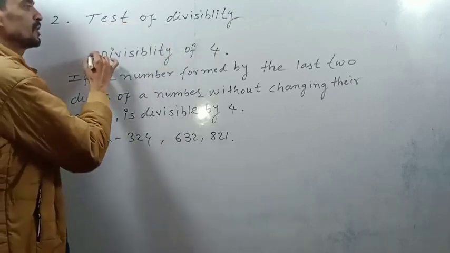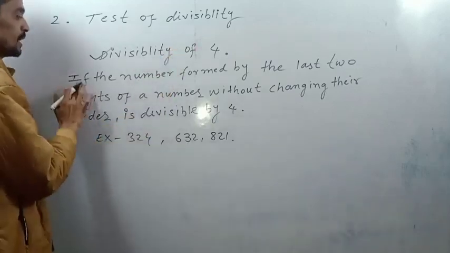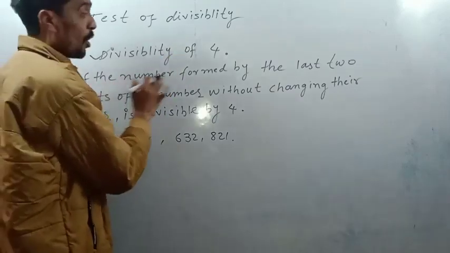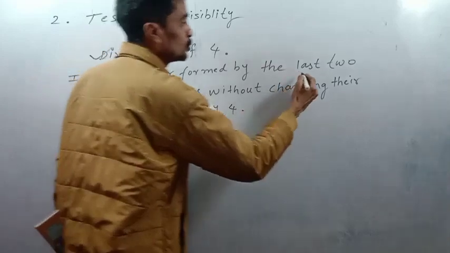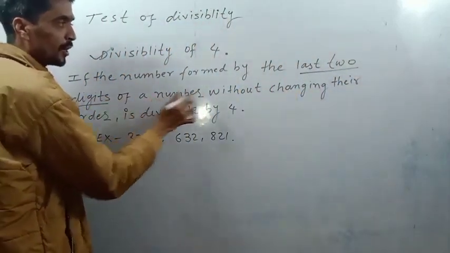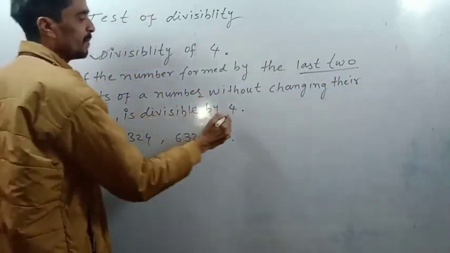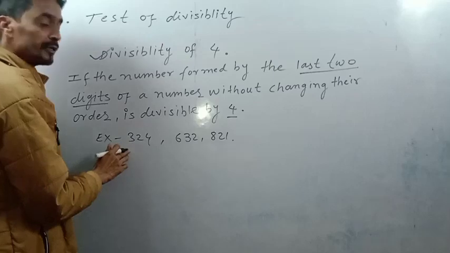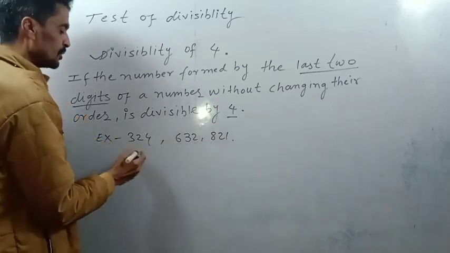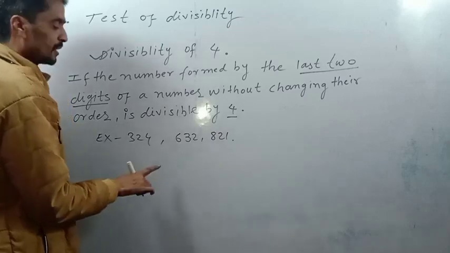Now we are finding out the divisibility of 4. So what is the definition of divisibility of 4? If the number formed by the last 2 digits of a number without changing their order is divisible by 4. So here we have numbers, for example. These numbers are 3-digit numbers.